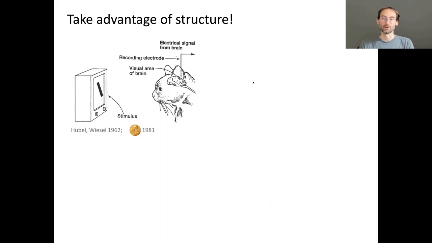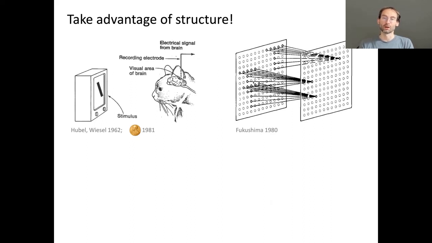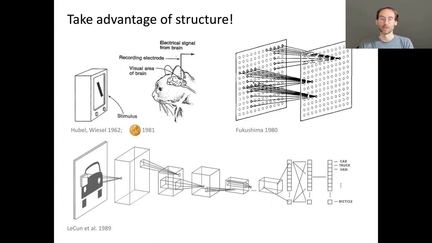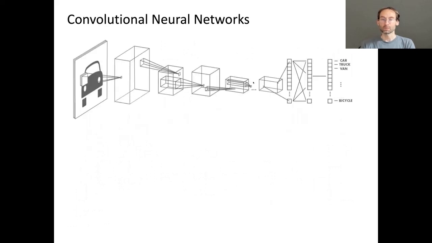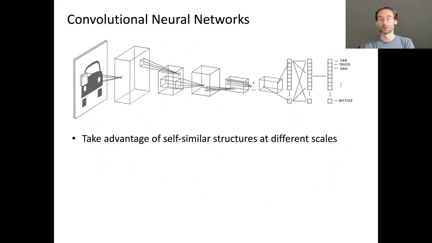the first studies of the visual cortex, such as the seminal work of Hubel and Wiesel. And these ideas of basically local receptive fields were first implemented by Fukushima in the neocognitron in 1980, and then in a more rigorous formalized way in the classical work of Yann LeCun and co-authors, what we nowadays call convolutional neural networks. So basically the idea of convolutional neural networks, we'll talk about it in depth, is to take advantage of self-similar structures in images at different positions and different scales.